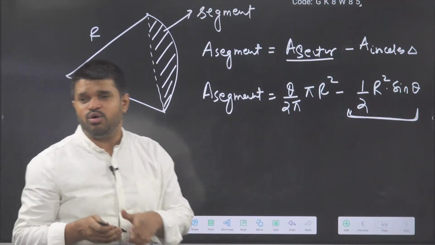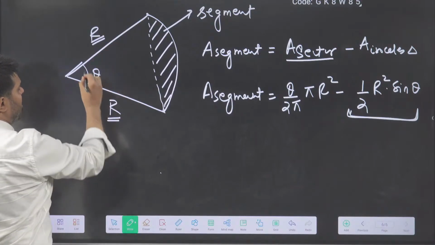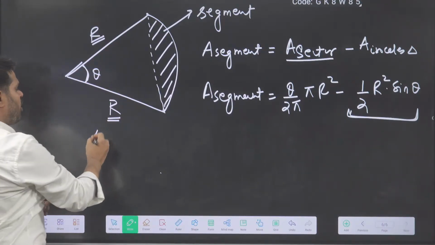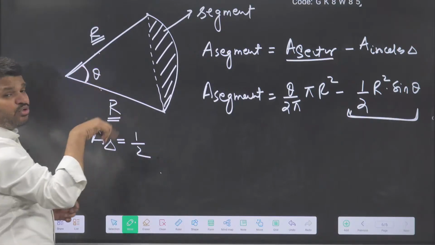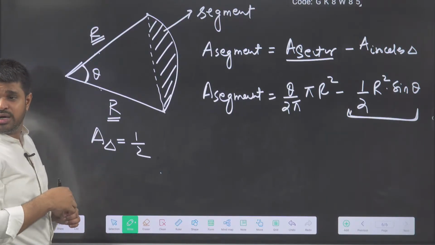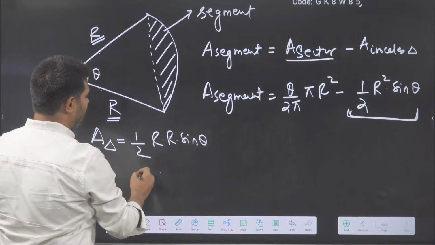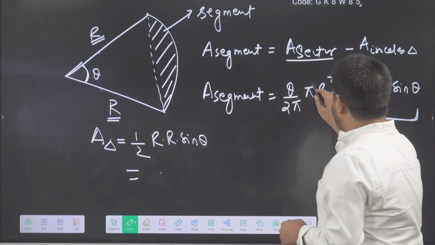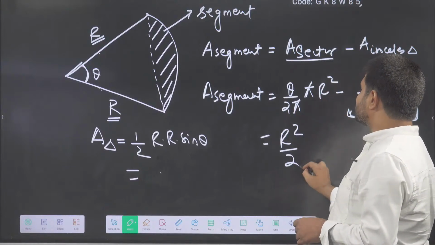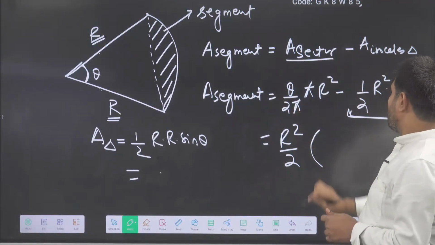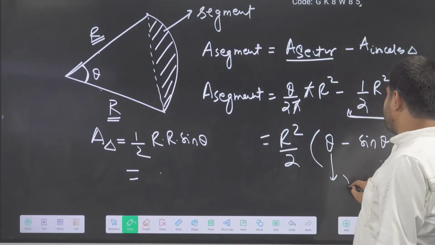Not clear? Okay, so see, in this triangle, one side is r, one side is r, and the angle between them is theta. So what is the formula of area of triangle? Half multiplication of two sides into sine of the angle between them. Now half r into r sine theta. So basically pi got cancelled. r squared by 2 I am taking common. So what I got: theta minus sine theta. Here theta must be in radian.